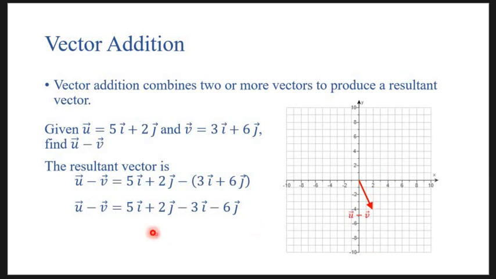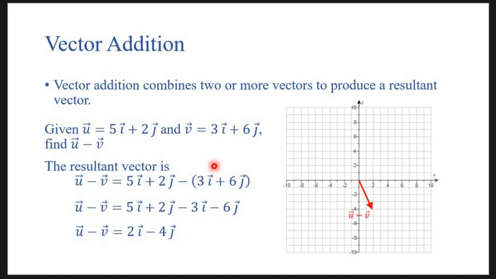And if we combine the like terms over here, we should get that same resultant vector. Let's see. 5i minus 3i is going to be 2i, and 2j minus 6j is going to be negative 4j. So u minus v is 2i minus 4j, just as we predicted. So this is how you add vectors, and actually this would be a subtraction of vectors, which is just the addition of the opposite of a vector.